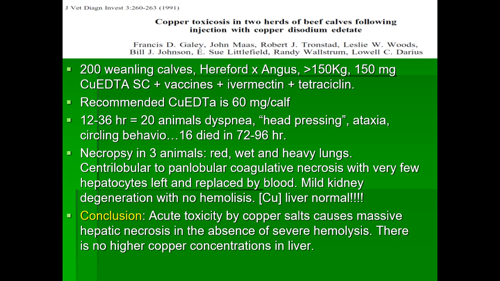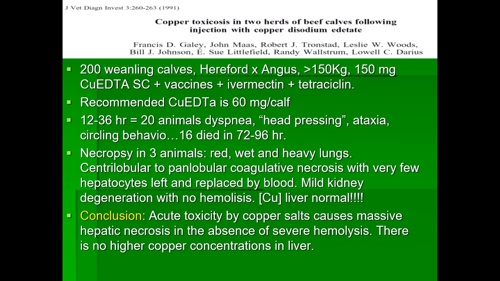Now let's see an unusual presentation of copper toxicosis, this time by injecting copper disodium EDTA in calves to prevent copper deficiency. Now, in the paper, they describe 2 incidents with very similar presentation.